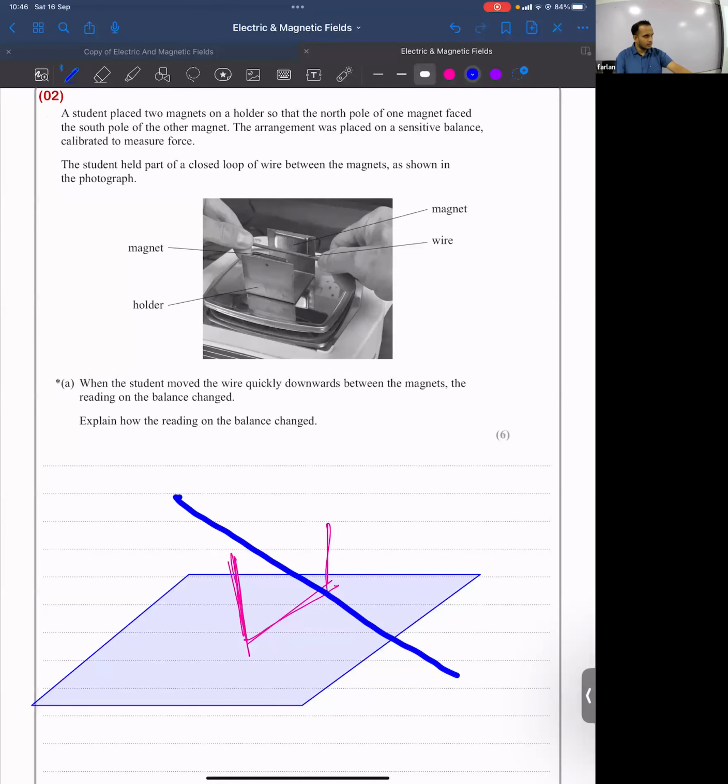Magnetic field gets cut. Very good. Then what happens? Then there will be an EMF induced across the coil. Correct. Then what happens? There will be a current in the wire. Agreed. There will be a force on the wire. Good. Points are correct. What's next?